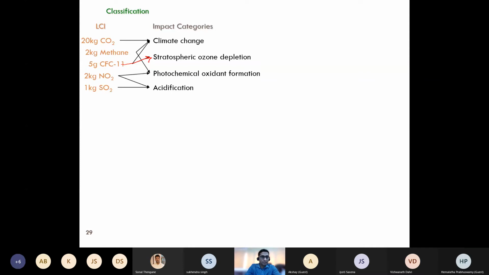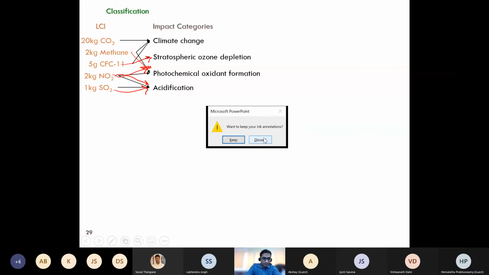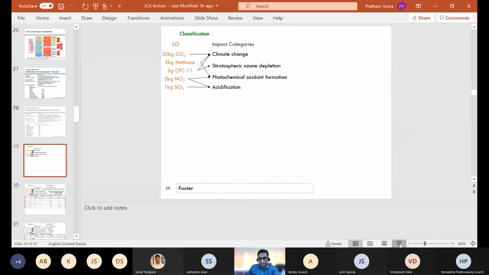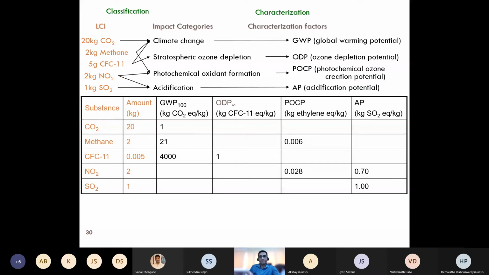Then the photochemical oxidation formation would come from methane as well as NO2. Then we have acidification, which would come from NO2 and SO2. So we have the different emissions, which could come from different places in the life cycle of a product. These are the different emissions, and these are the possible impact categories which they could have. And then the characterization factors would be global warming potential, ozone depletion, photochemical smog, and acidification potential.